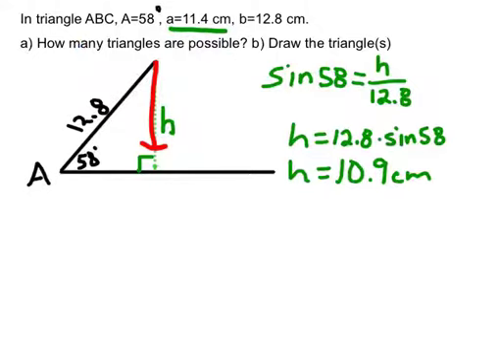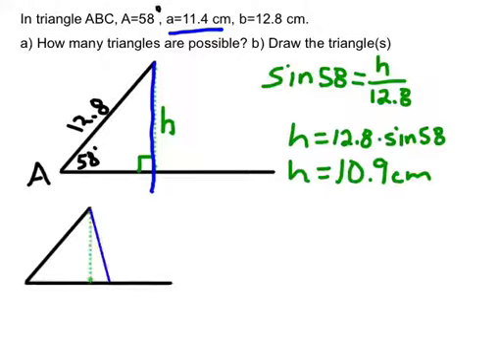But in this case, our h value is shorter than our A value, so it will actually go past that. And if we swing it to the left and right, we'll end up with two triangles. So if I swing it to the right, I end up with this triangle. And if I swing it to the left, I'll end up with this triangle.